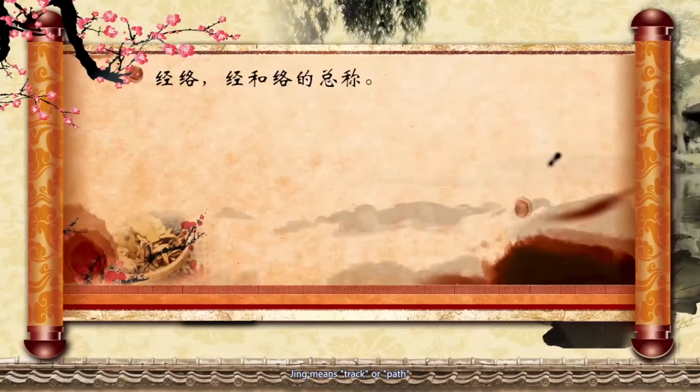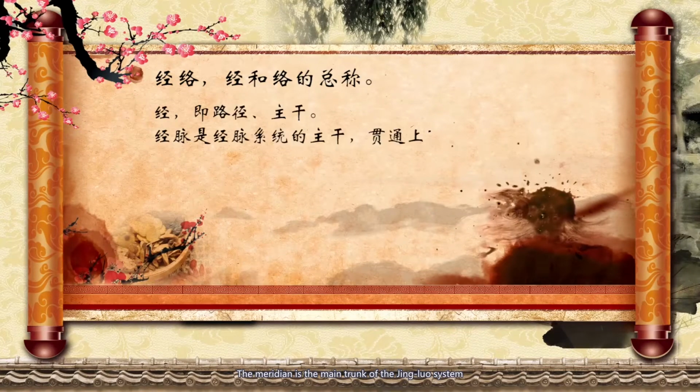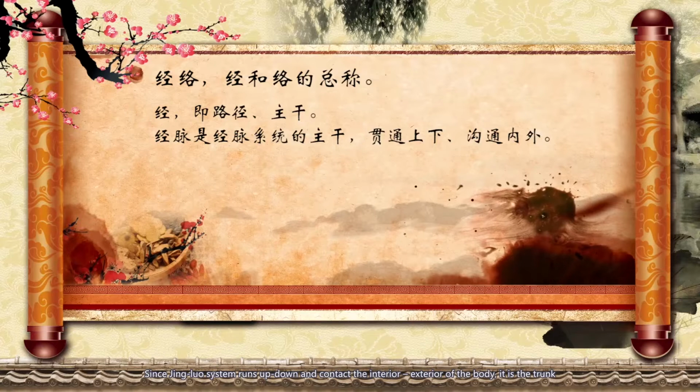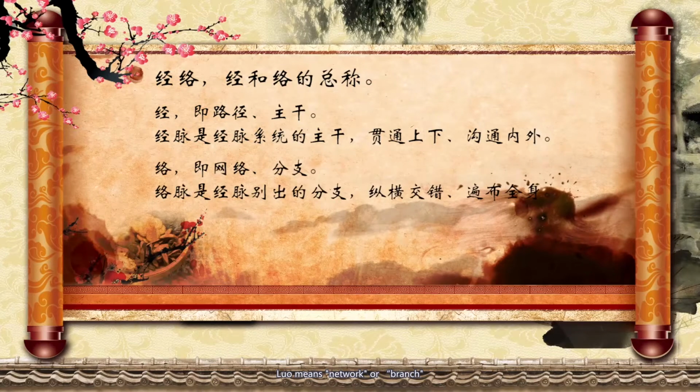Jing means track and path. The meridian is the main track of the Jingluo system. Since it runs up and down and contacts the interior and exterior of the body, it is a trunk. Luo means network or branch. The collectory is a branch of the meridian. It is crisscrossed like a net around the whole body.